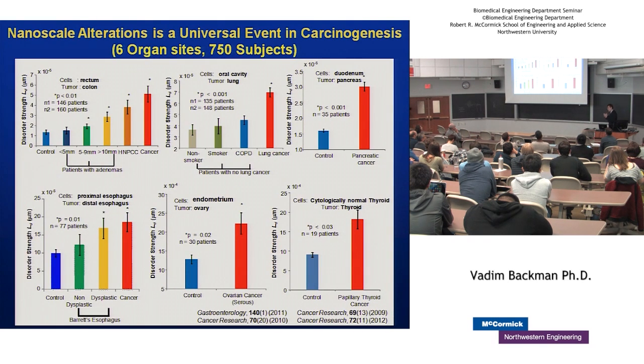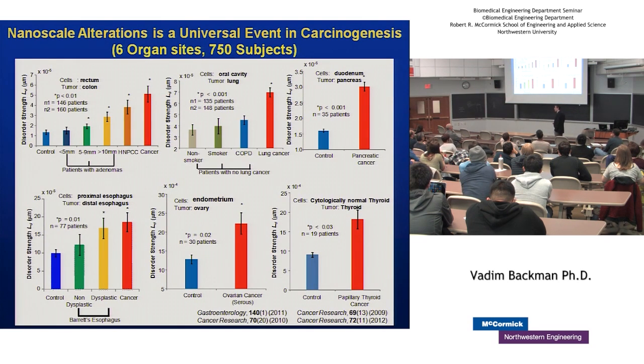Now, phycocarcinogenesis is a general phenomenon. It's not just lung and colon cancer. Pretty much any solid tumor has phycocarcinogenesis. And overall, we did studies in 750 patients in 6 organs and counting. And we see exactly the same story over and over again. I told you about the colon cancer, lung cancer, pancreatic cancer.